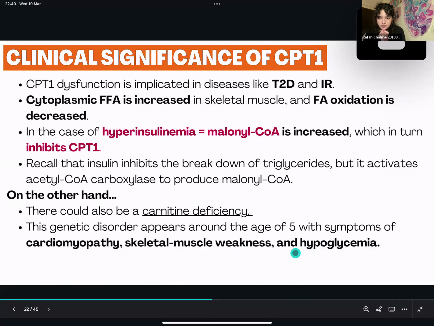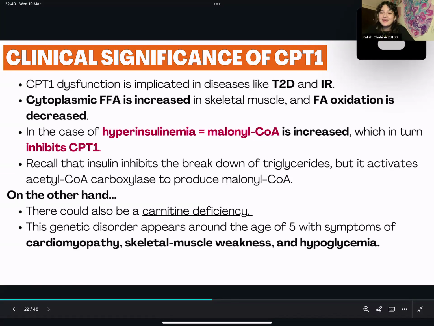Now, you need to know these symptoms because they might give you a case of a 5-year-old child with symptoms similar or adjacent to what we just said, and you're going to have to diagnose them with a carnitine deficiency. But is everything in this slide clear so far? Yes or no? I'm going to assume that it is clear.